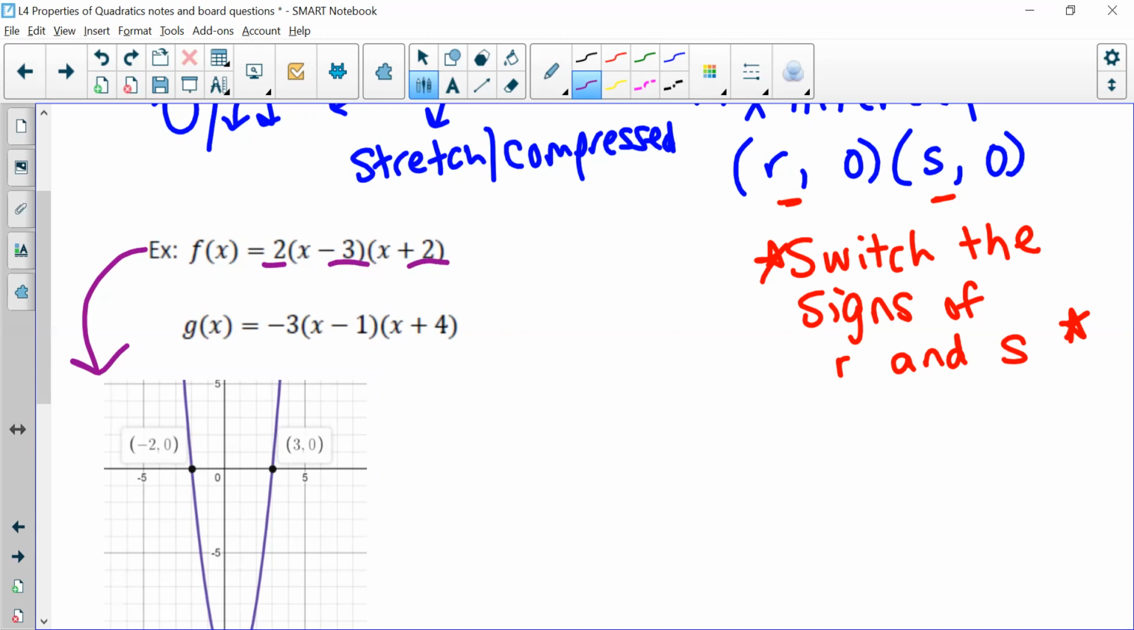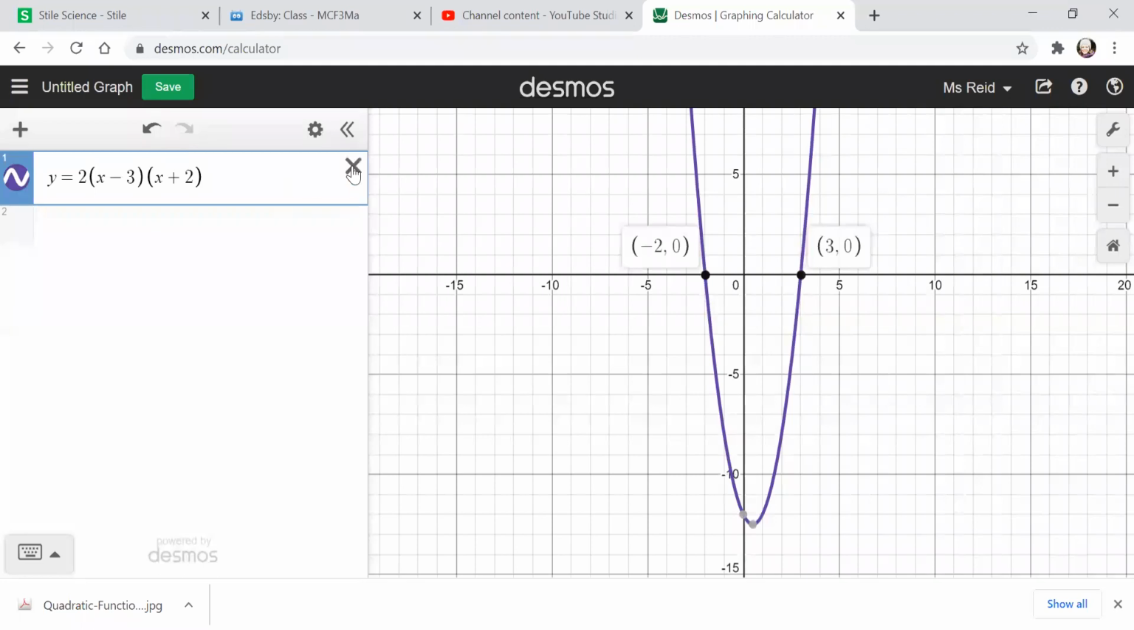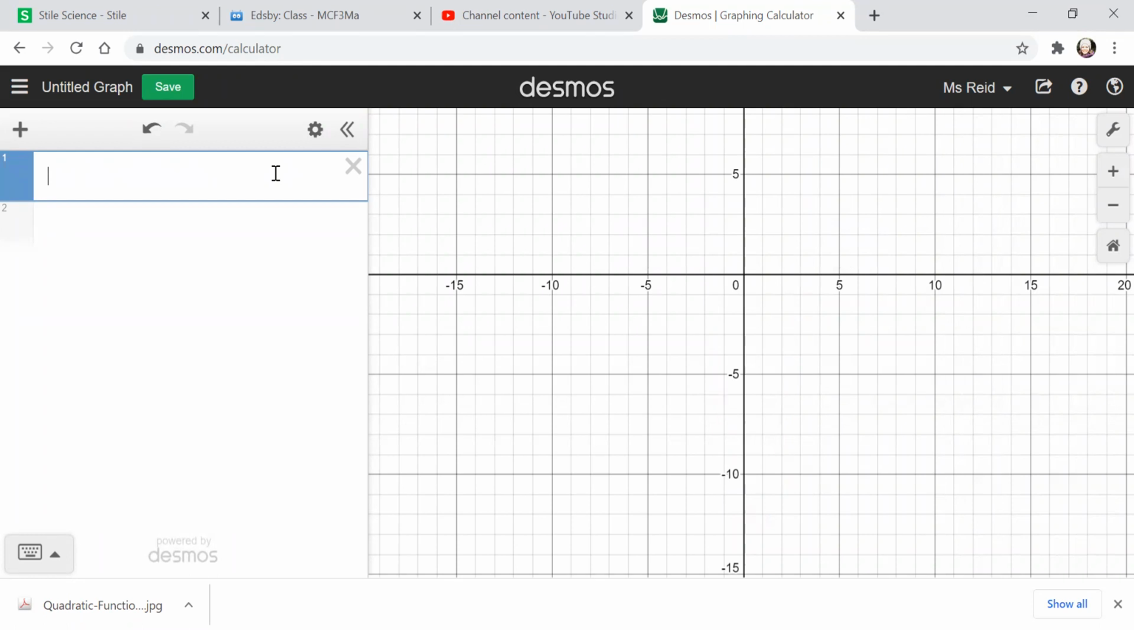Don't let the negative sign trick you into thinking that the a value is less than 1 because it's -3. We have to separate the negative from the 3. The negative is going to make it open down. The 3 is going to stretch it. So it will have to be a fraction or a decimal in order to compress it, because that's the only way for it to be less than 1 if we take off the negative sign. Does that make any sense, you guys? I hope it does. It's a little tricky.